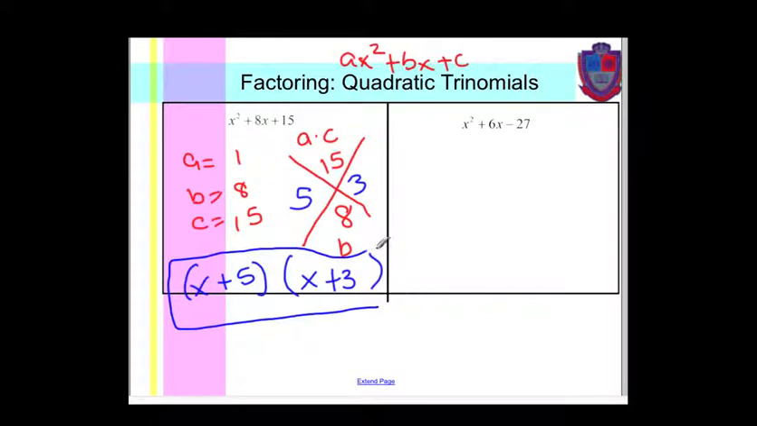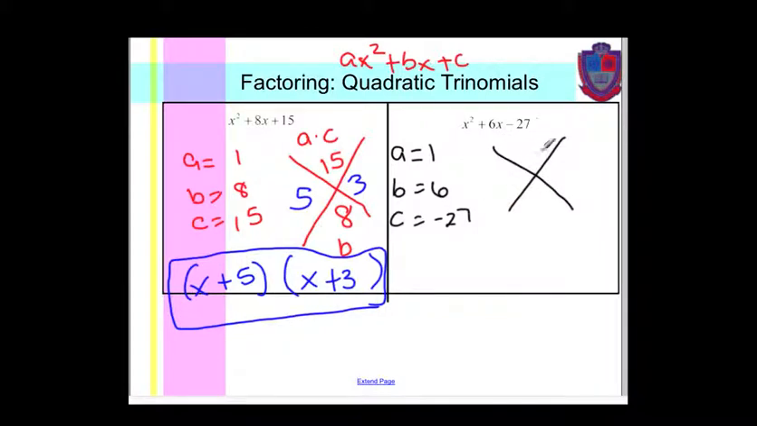And that's my final answer. Let's try to do one more together. Here again, the first thing, remember, A, B, C. What's my A? What's my B? My A is 1, my B is 6, and my C this time is negative 27. Be careful with that negative.